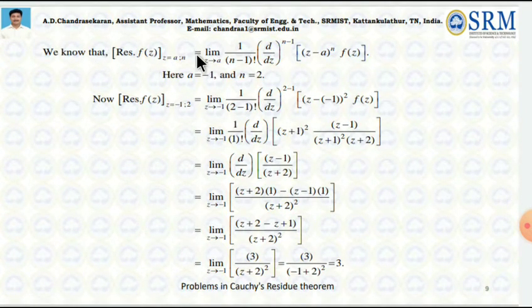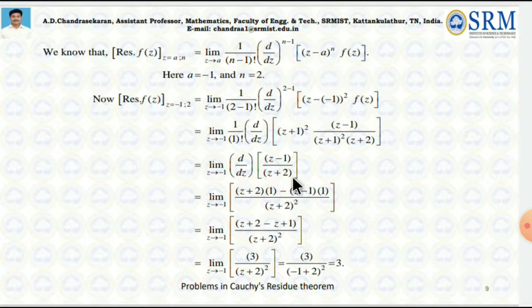So what is the formula for order n? This is the formula: limit z tends to a, 1 by (n minus 1) factorial, d by dz of (z minus a) to the power n times f of z, differentiated n minus 1 times. Here a equal to minus 1 and the order n equal to 2. Let us substitute here. We get limit z tends to minus 1, 1 by (2 minus 1) factorial, d by dz of (z minus (minus 1)) whole squared into f of z. That means 1 by 1 factorial is 1. We differentiate only one time because the order is 2. Got it? The (z plus 1) whole square term gets cancelled. The remaining is (z minus 1) by (z plus 2).